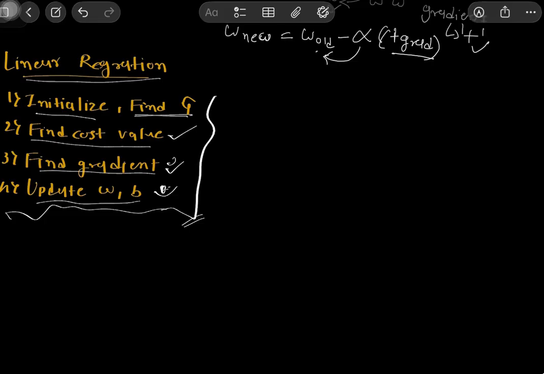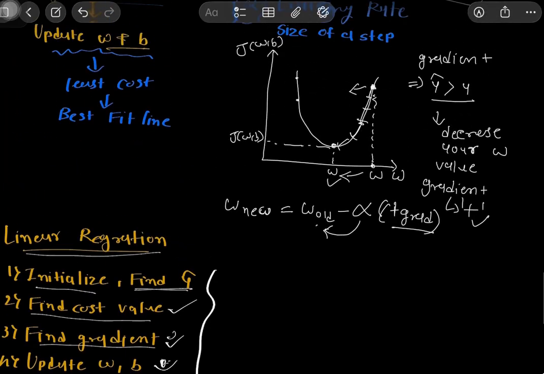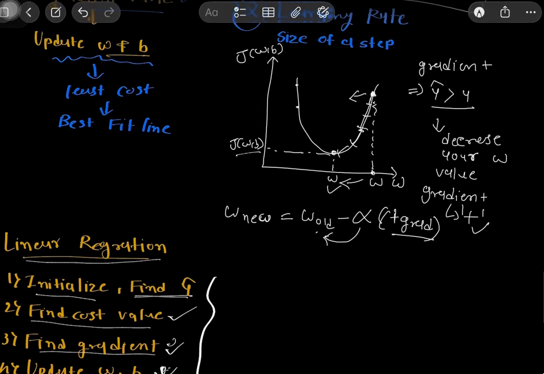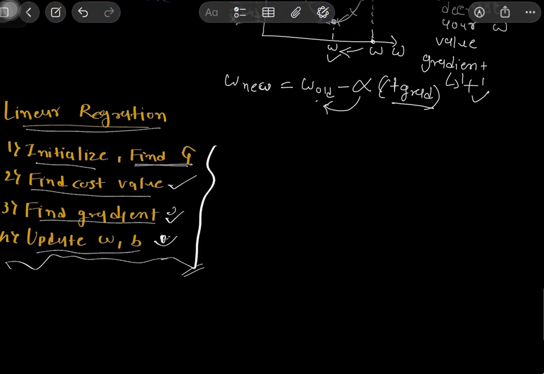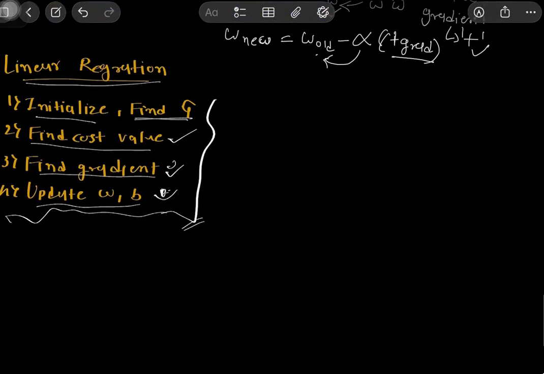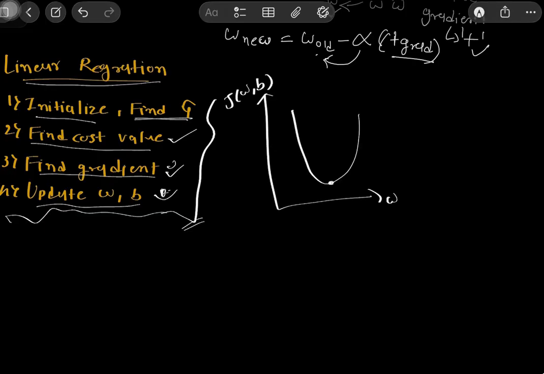So after this you might have a question: how do we know what is the least value of our cost function? How do we know that this is the least cost value? So during training, what happens is that this was our diagram. Here this was our W that we were interested to find. And suppose I start from here.